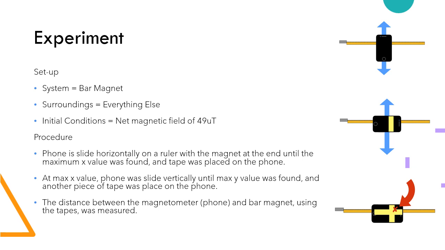was found, and tape was placed on the phone. At the max X value, the phone was slid vertically until the max Y value was found, and another piece of tape was placed on the phone. The distance between the magnetometer, the phone, and the bar magnet was measured using the tapes.